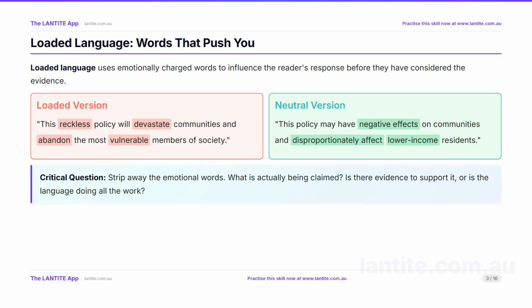Loaded language is not always wrong. Sometimes the situation genuinely calls for strong words. But the critical question is this: strip away the emotional words and ask what is actually being claimed. Is there evidence to support that claim, or is the language doing all the heavy lifting? If the argument falls apart without the loaded language, it was never strong to begin with.